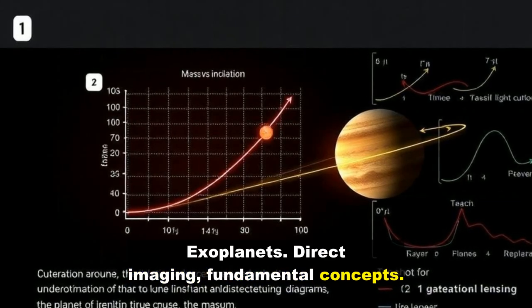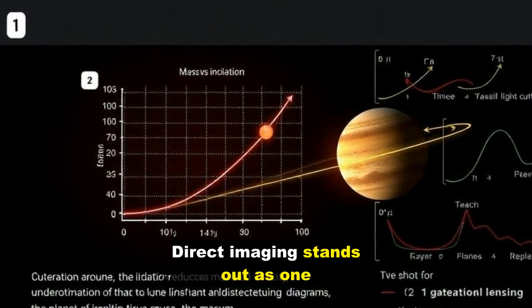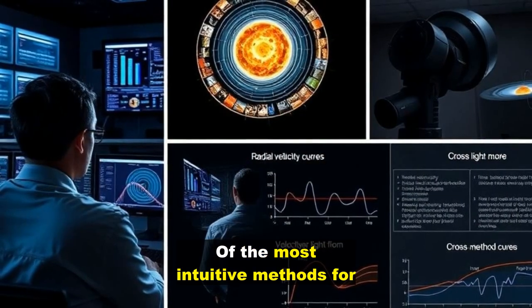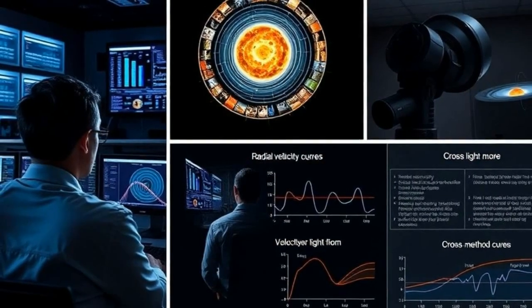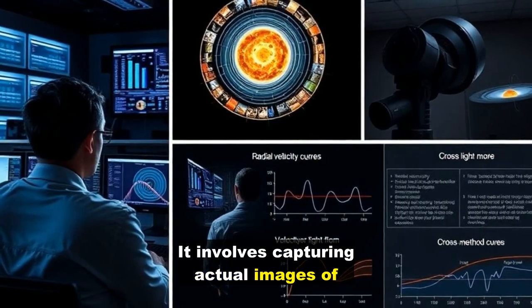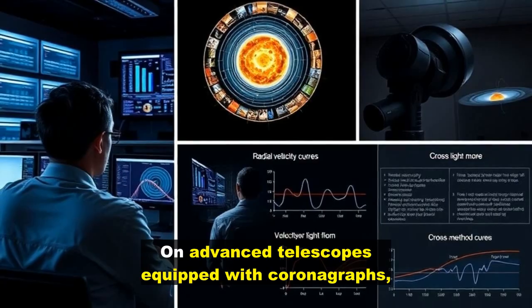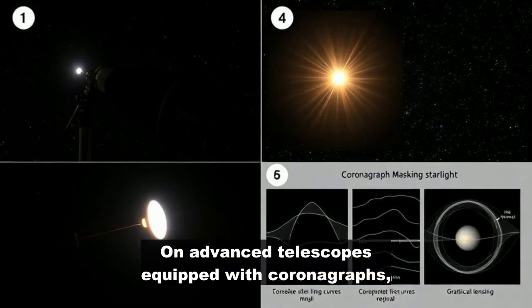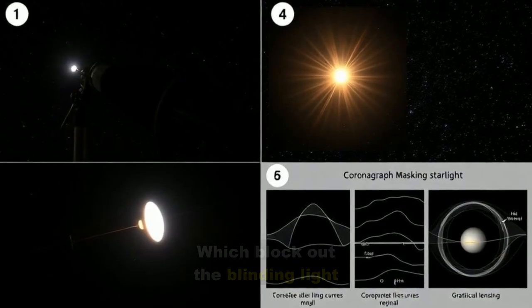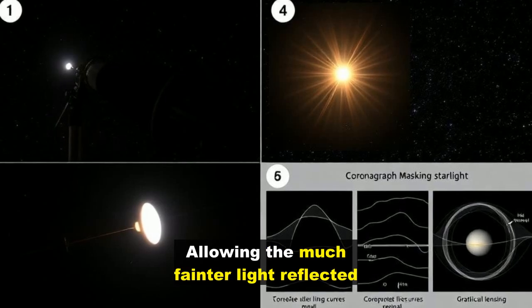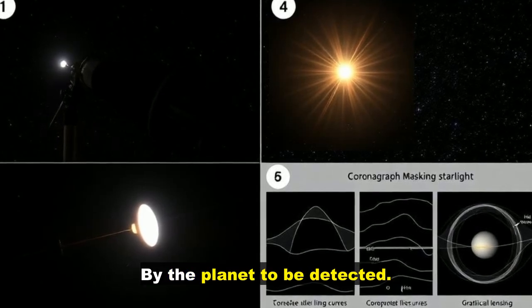Direct imaging, fundamental concepts. Direct imaging stands out as one of the most intuitive methods for detecting exoplanets. It involves capturing actual images of planets orbiting distant stars. This technique relies on advanced telescopes equipped with coronagraphs, which block out the blinding light of the host star, allowing the much fainter light reflected by the planet to be detected.